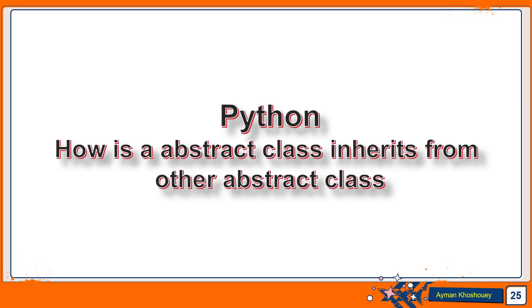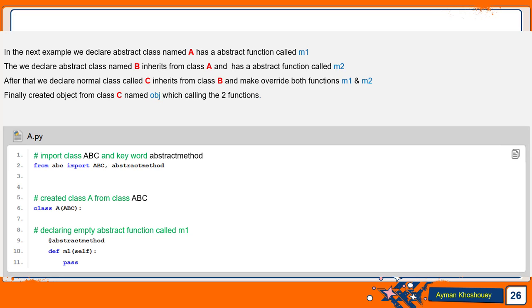How does an abstract class inherit from another abstract class? In the next example, we declare an abstract class named A that has an abstract function called M1. We declare an abstract class named B that inherits from class A and has an abstract function called M2. After that, we declare a normal class called C that inherits from class B and overrides both functions M1 and M2. Finally, create an object from class C, which calls the 2 functions.